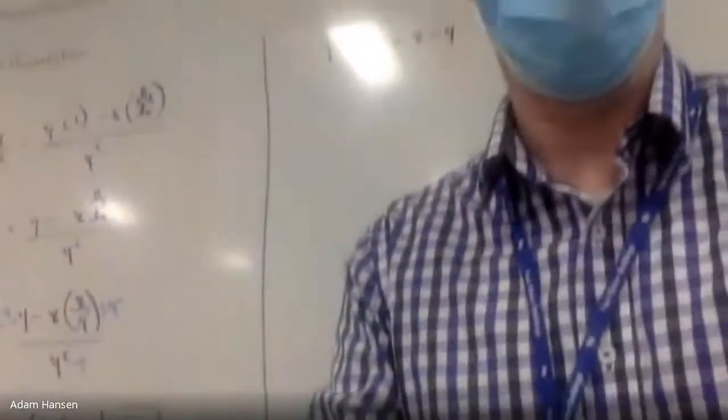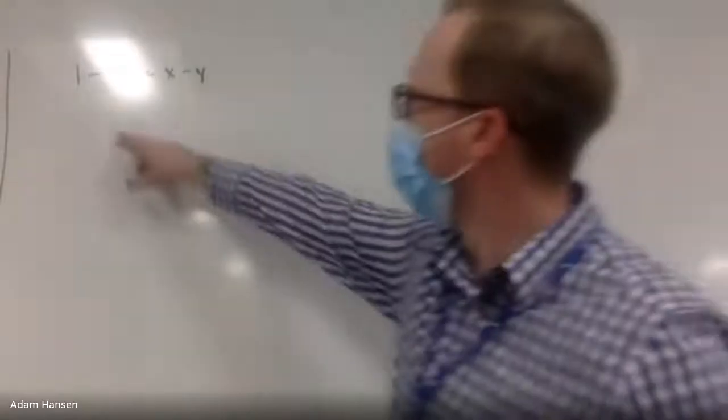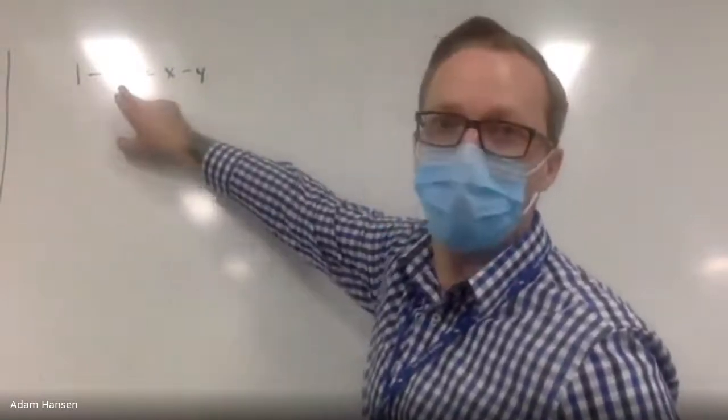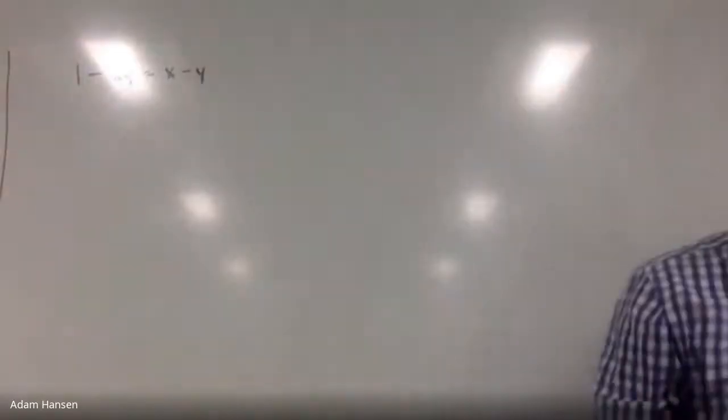Just this. That glare is right there. Can you guys see that okay? I know there's a glare right there. I've got 1 minus xy equals x minus y. I'll do my best to frame it, but there's a glare right there.